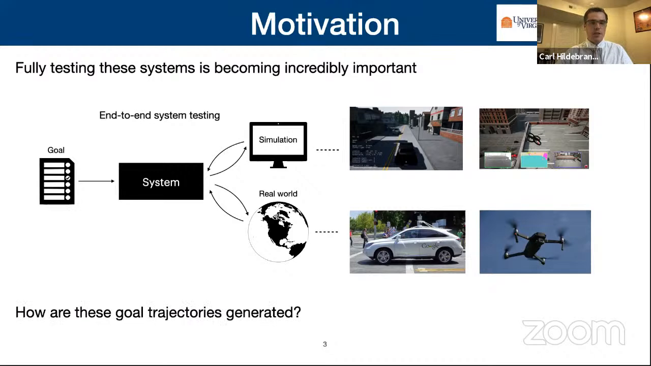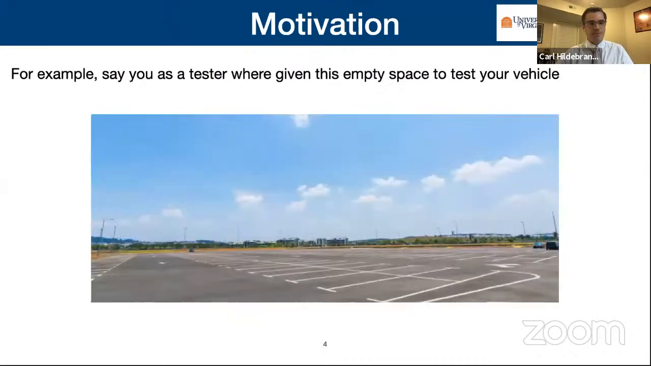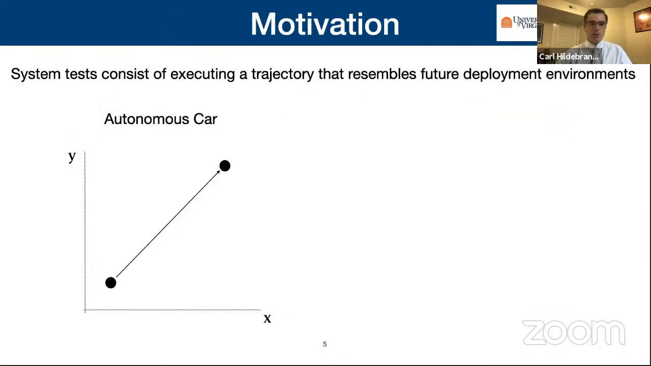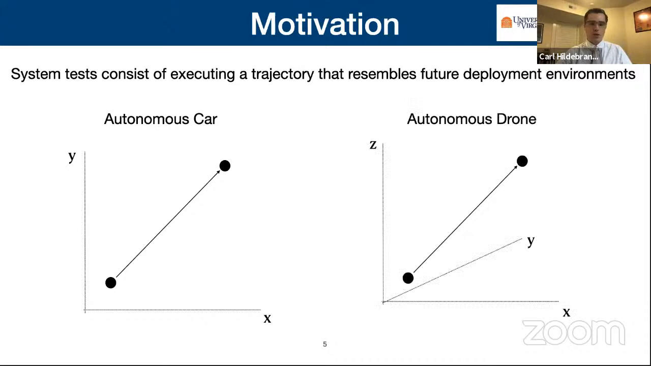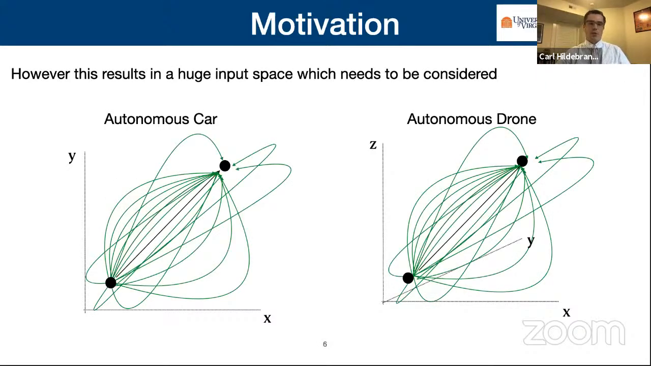The big question becomes how to generate these goal trajectories. Imagine you're a tester given this empty parking lot and you needed to test your vehicle. If you were testing an autonomous car, you could select two random points and generate a typical trajectory between these two points. Similarly, if you're testing an autonomous drone, you could take the same approach taking into account the additional spatial dimension.